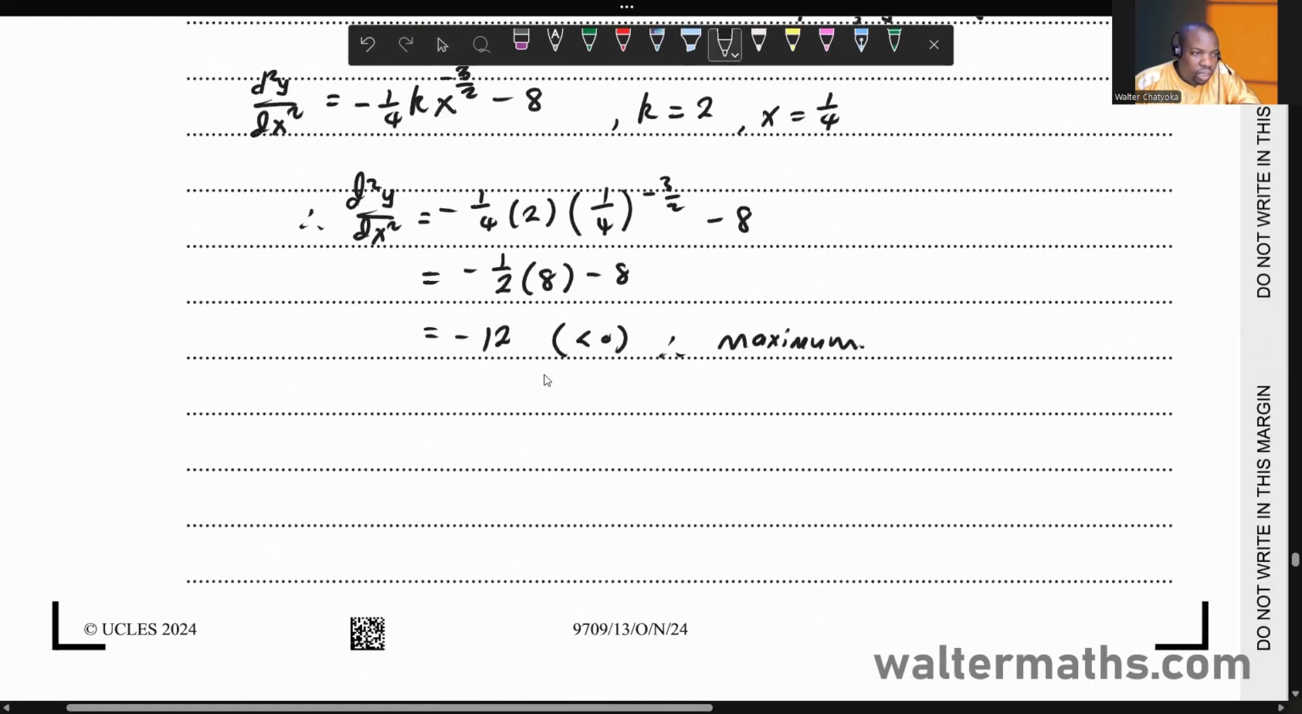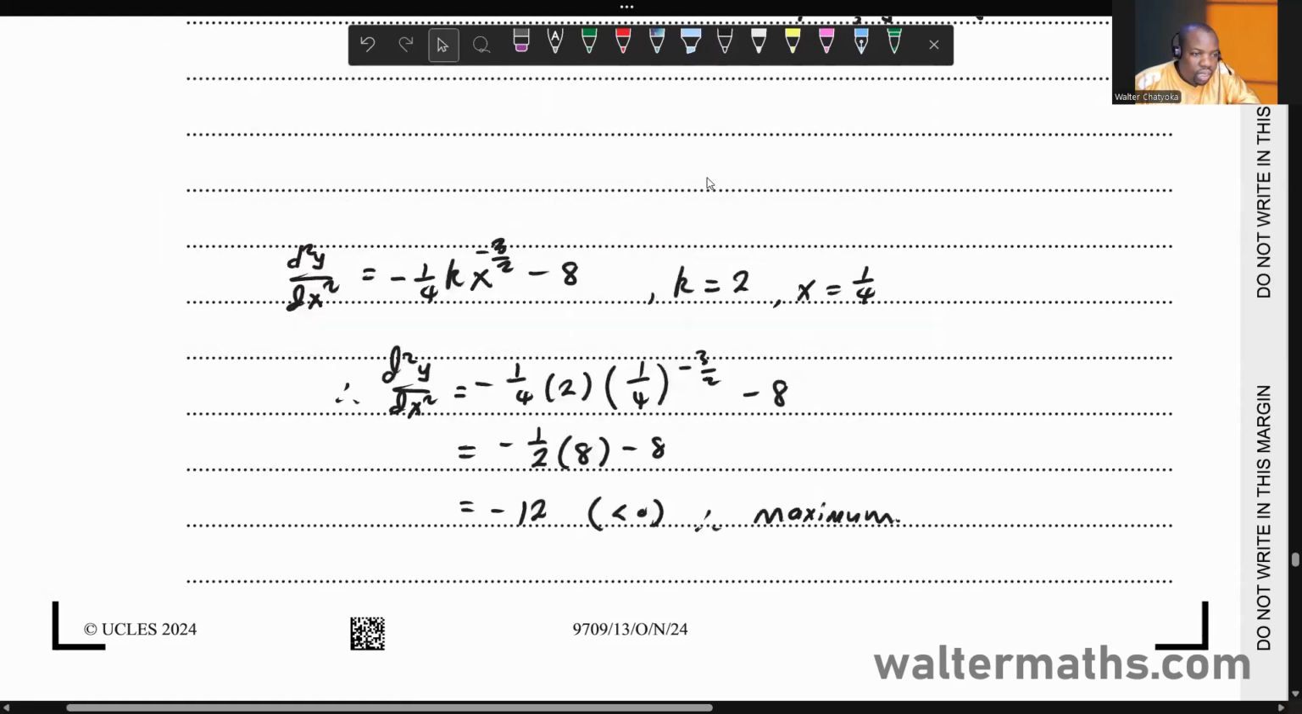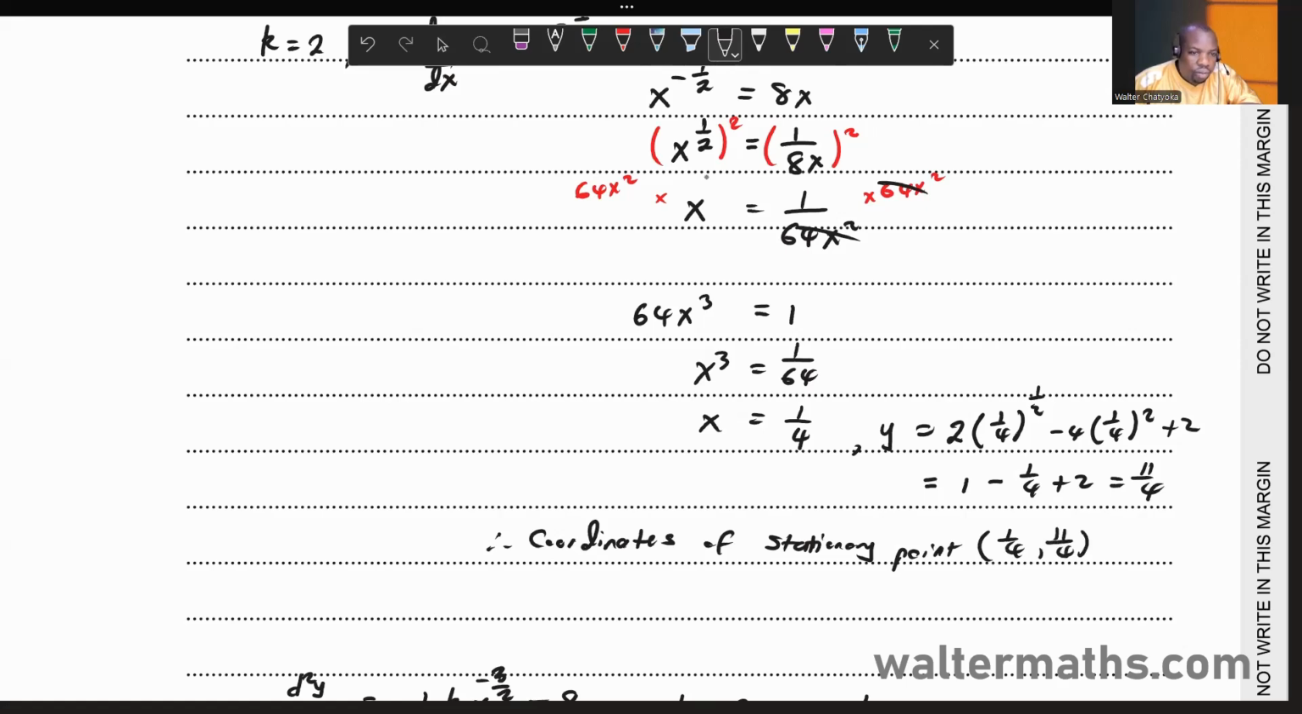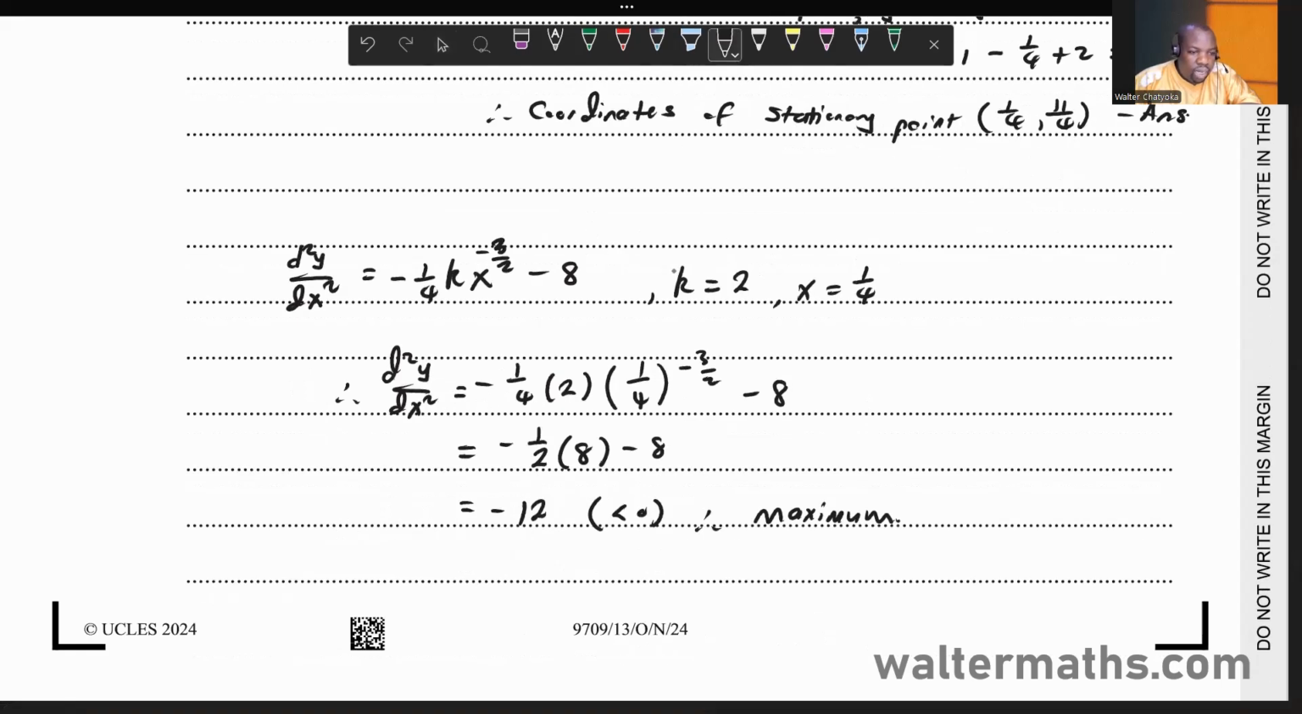So here we get y to be 1 minus a quarter plus 2, which is 11 over 4. So therefore the coordinates of the stationary point are a quarter and 11 over 4. So that's the answer. And then for the nature, we got that it's a maximum. So that's the answer as well. So that's how we do it here.